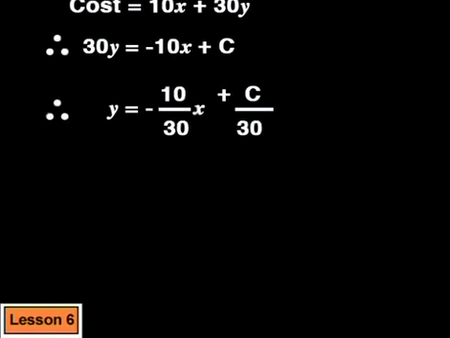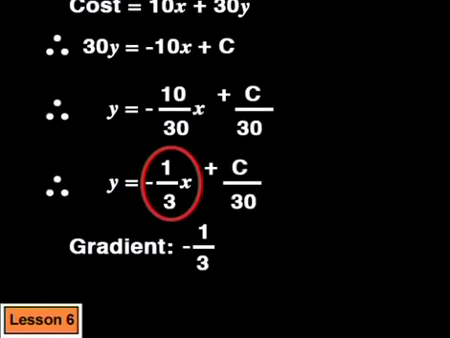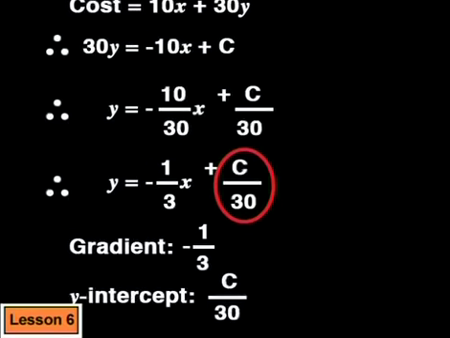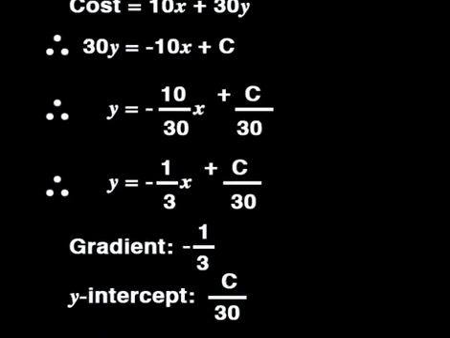That gives y equals negative 10 divided by 30 times x plus cost divided by 30. And you can simplify that to give y equals negative 1/3 x plus C divided by 30. So we have the equation for a straight line with a gradient of negative 1/3 and a y-intercept of C divided by 30. Let's see if that's the same as what we found on the graph.